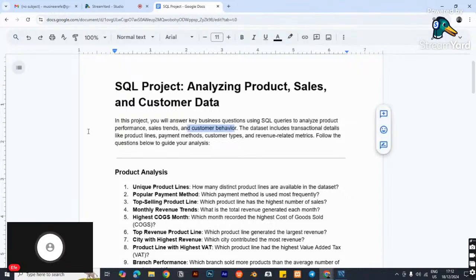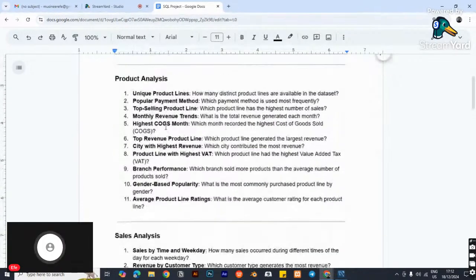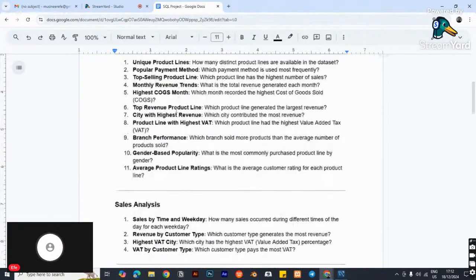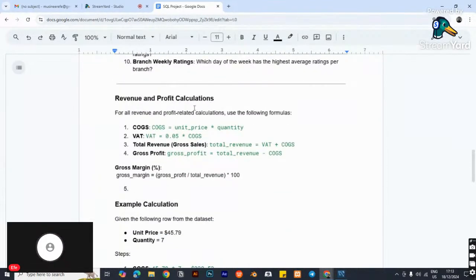The data set includes transactional details like product lines, payment method, customer types, and revenue, calculating metrics. Remember, it's always important to go through your project. It's called data profiling. Understand what your data is talking about. All right, so this is the guide to answer the questions in our data. The project is segmented into categories such as product analysis, sales analysis, customer analysis, revenue, and profit calculation.